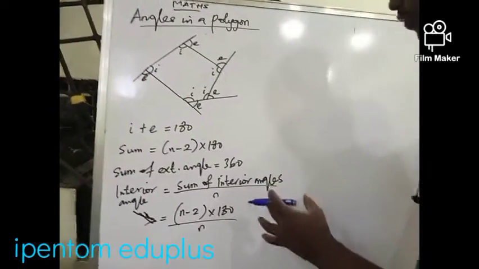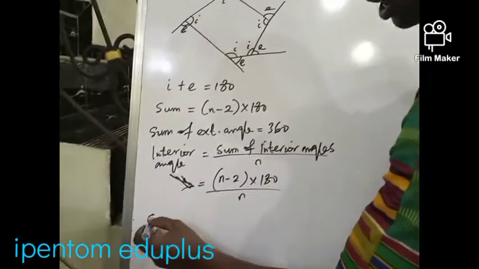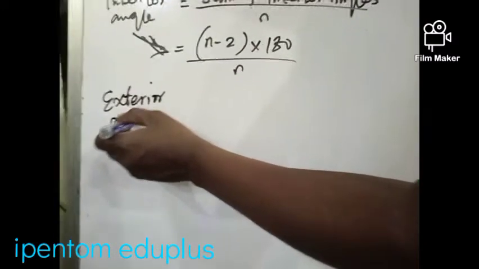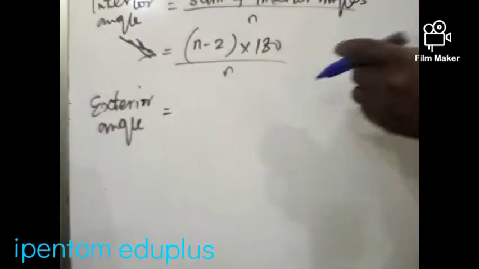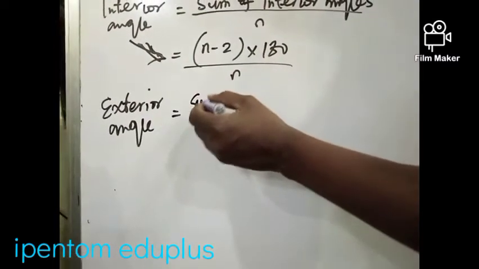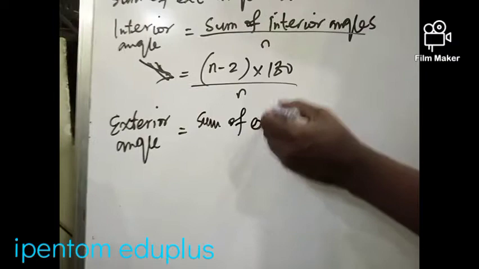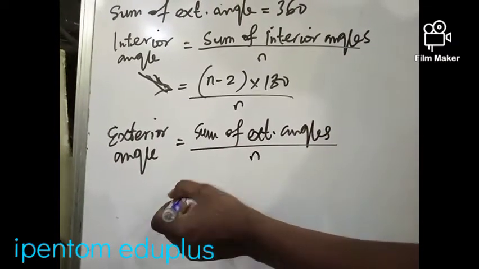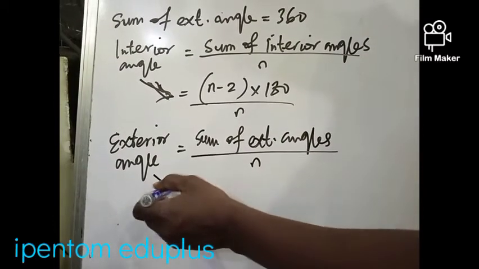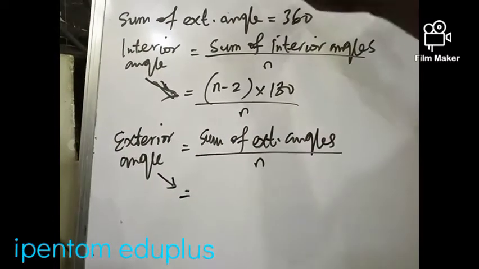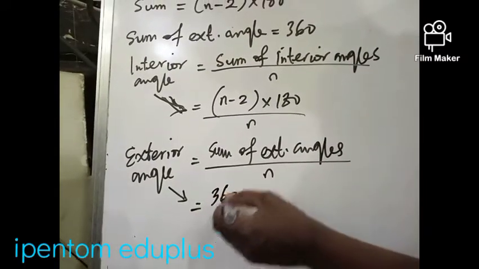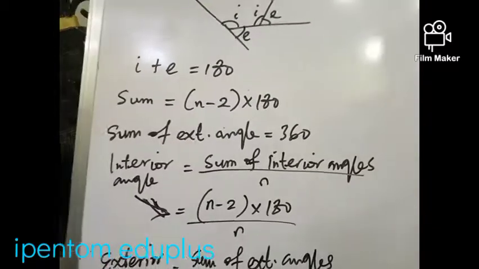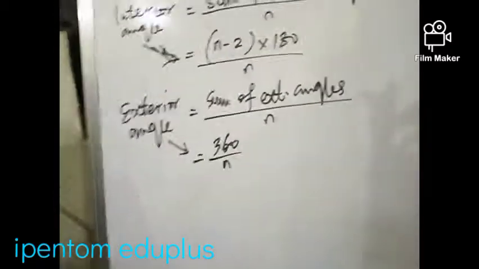Now that we have known the formula for calculating the interior angle, what if in the question they ask us to find each exterior angle? The formula will still be the sum of exterior angles over n, where n is the number of sides. And this formula can also be written as, since the sum of the exterior angle is 360, 360 over n.